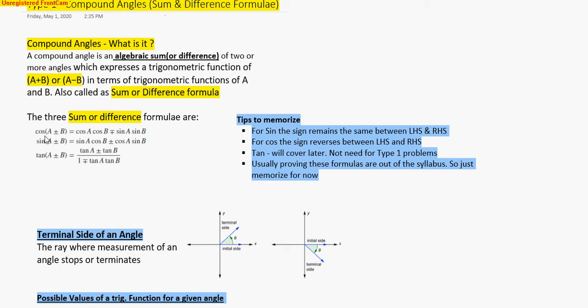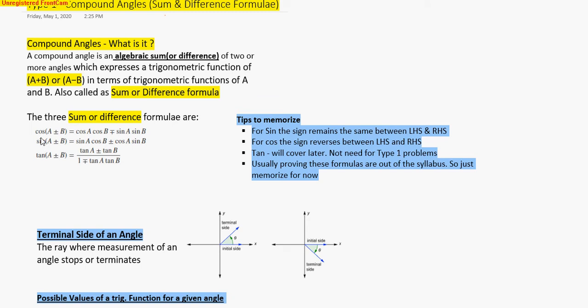For the cosine, on one side it's both cosines, and on the other side it's both sines. For example, cosine A plus B: on the left hand side of the equals sign you have the cos functions, and on the right side you have both sine functions. That's how you remember. And the sign, the positive or negative sign, will be the opposite of what is given on the left hand side in the compound angle. For example, if the compound angle says A plus B, then you'll use negative here. If the compound angle says A minus B, then you'll use positive. So that's how you remember.